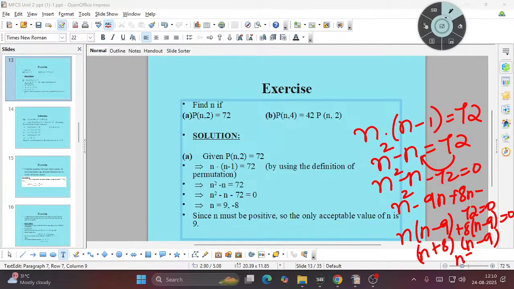So what is n? n is equal to 9 comma minus 8. See there. n is equal to 9 comma minus 8. Since n must be positive, we are only going to take n is equal to 9. So he is asking you what is n over there. Clear? Do it. This is important. Find n if nP2 is equal to 72.